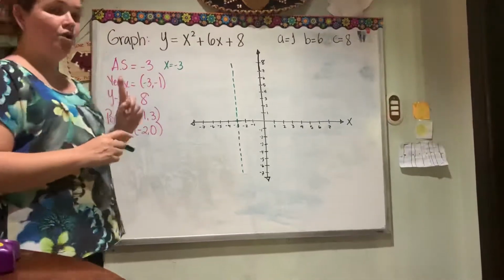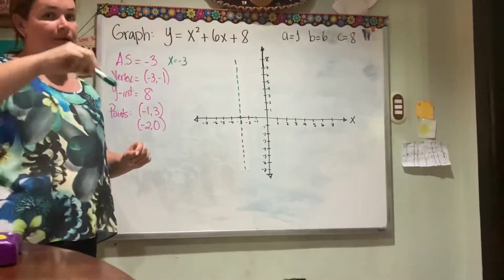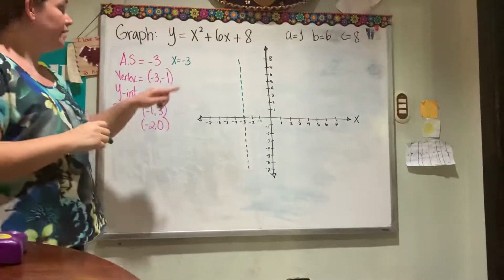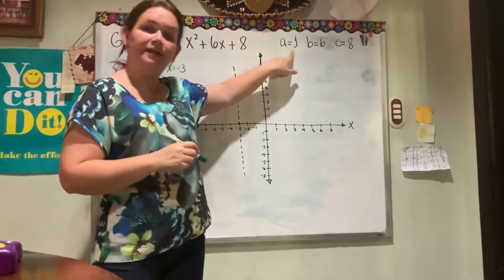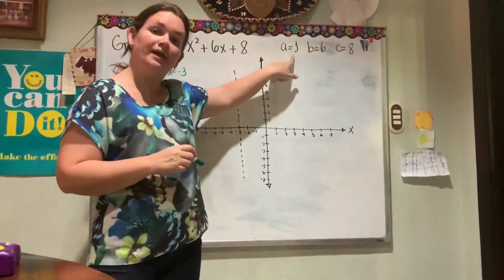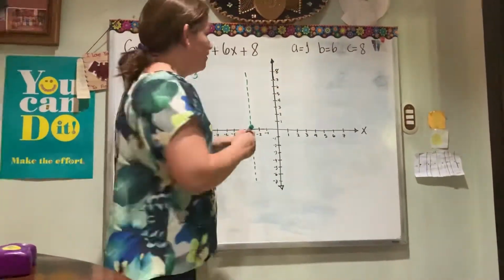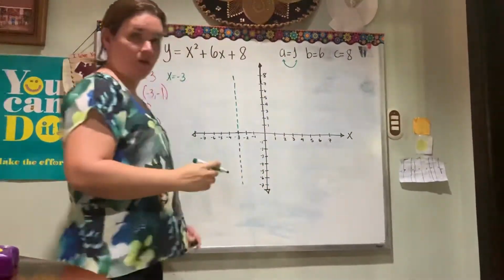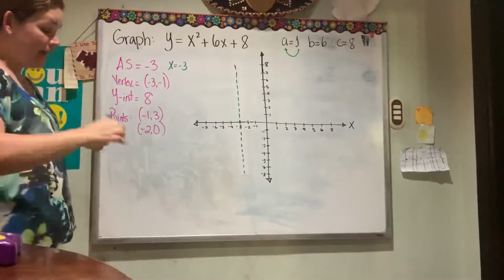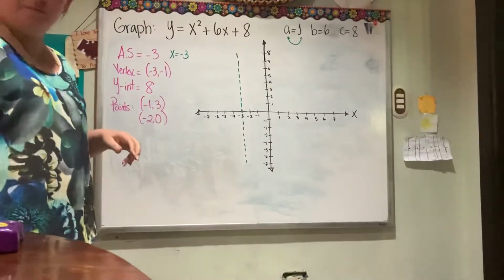Okay? I know that my parabola is gonna open upward because my value of a in here is equal to 1 and it is positive. So remember that when a is bigger than 0, the parabola is going to open in the shape of a happy face. Okay? Now I'm going to plot the other points.